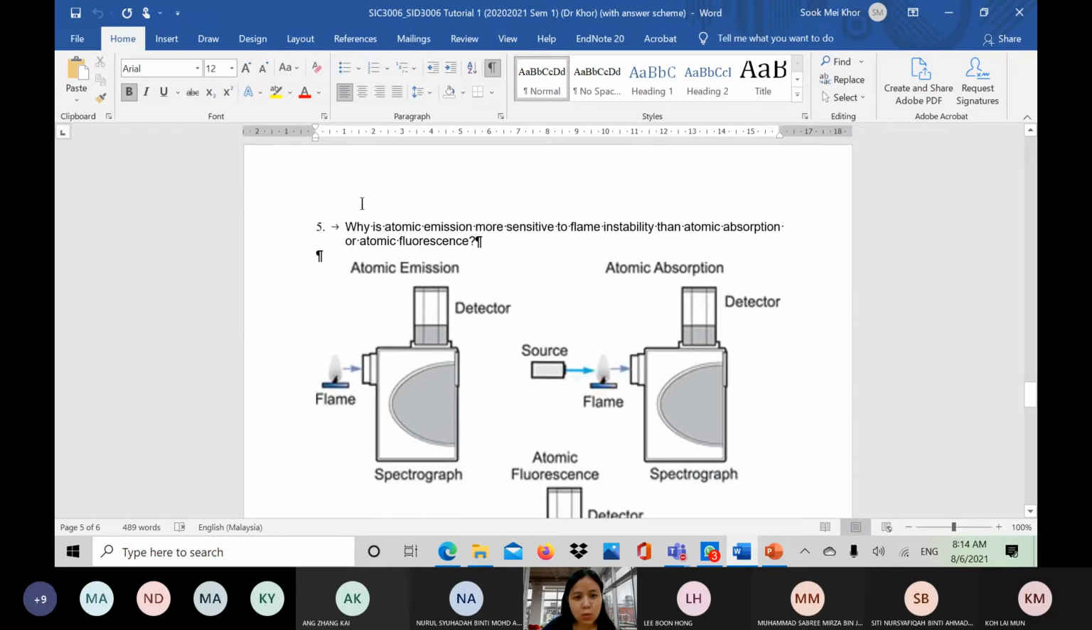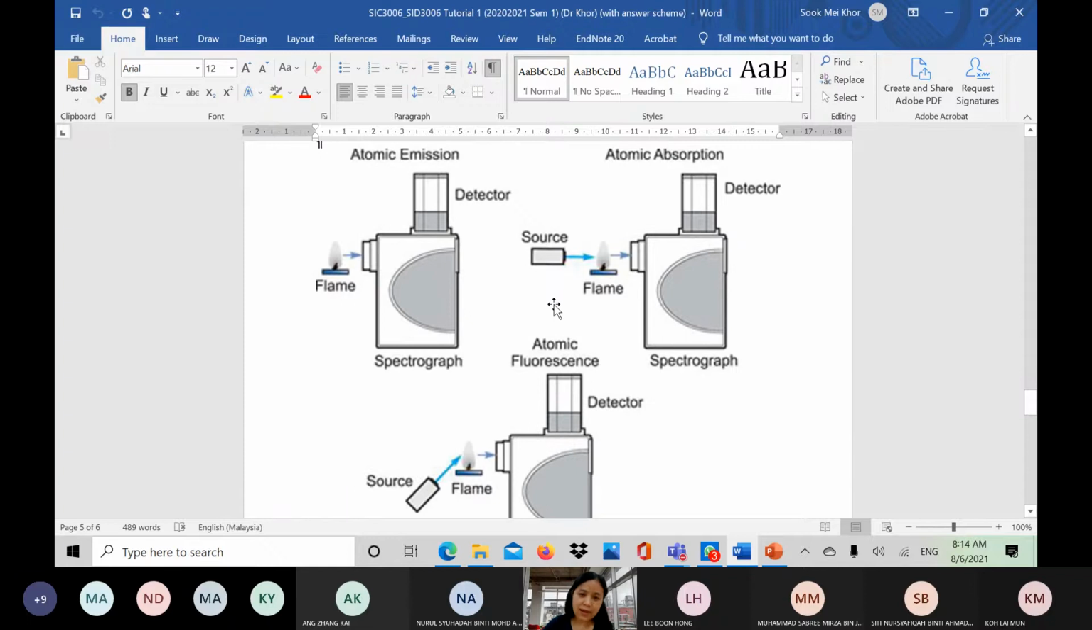Okay, next question is, why is atomic emission more sensitive to flame instability as compared to AAS and AFS? Okay, very simple. In AAS and also in AFS, as I already mentioned and emphasized many times, the excitation is due to the light source. Only for the AES, the atomization and excitation is strongly affected by the temperature of the flame.